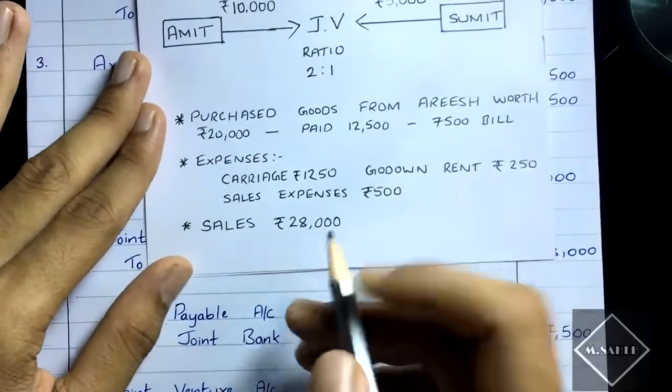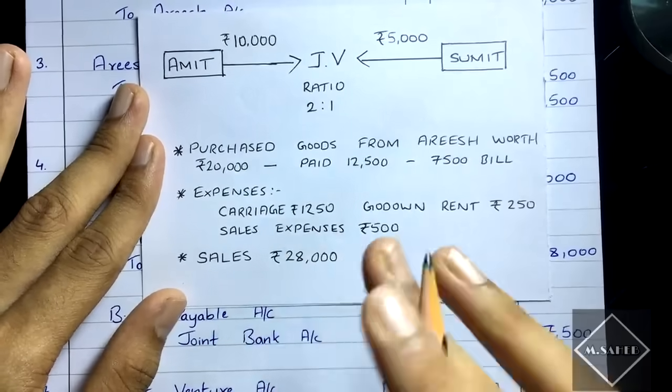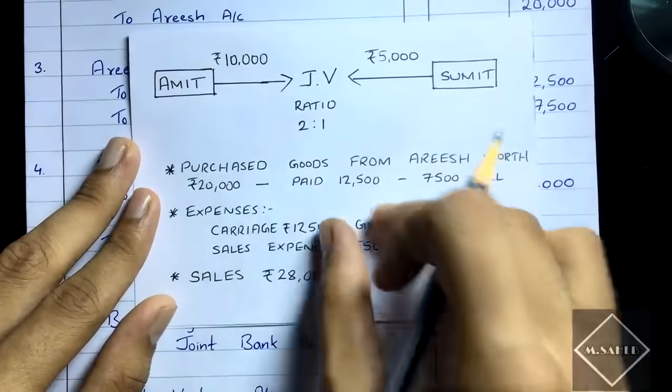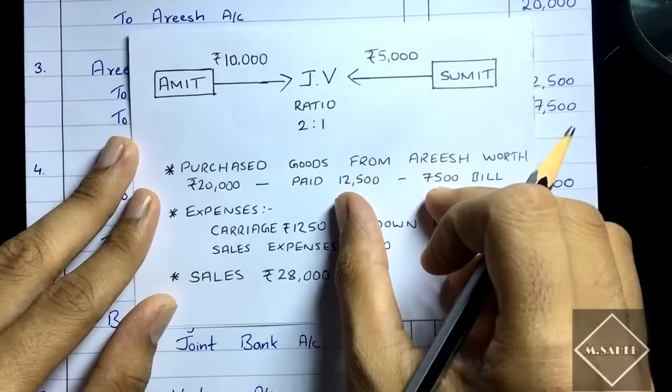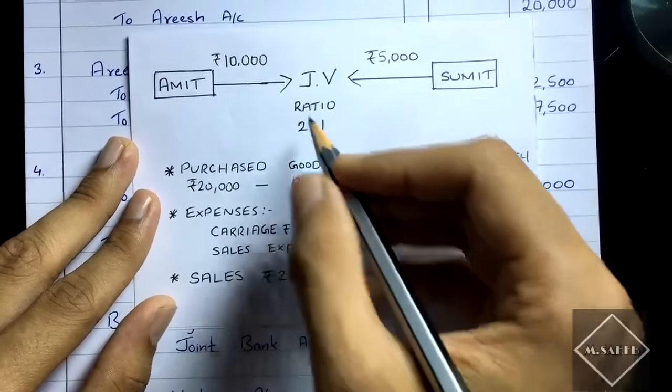See, we have sold goods of 28,000, right? Sales 28,000. So all the goods were sold for 28,000. Then in the normal accounts, it will be cash account to sales, because cash is coming in and the sales is a revenue. So if revenue increases, you have to credit. Yes, 28,000. So cash account to sales.